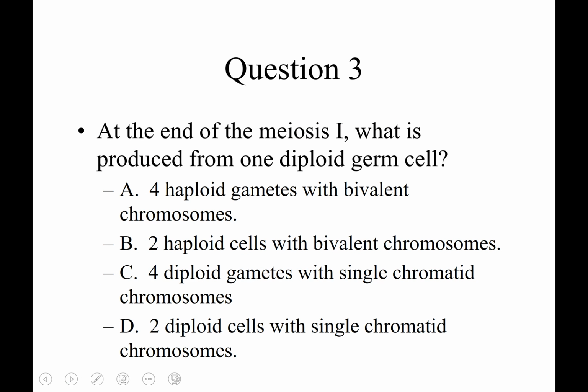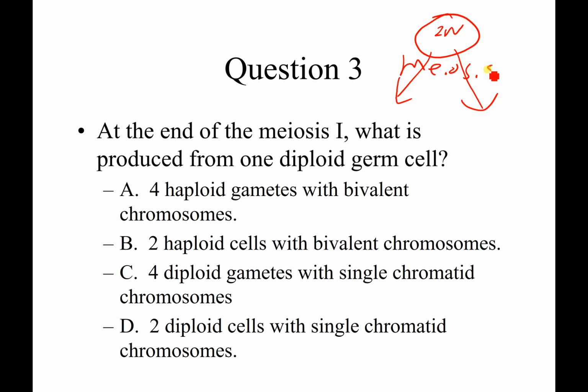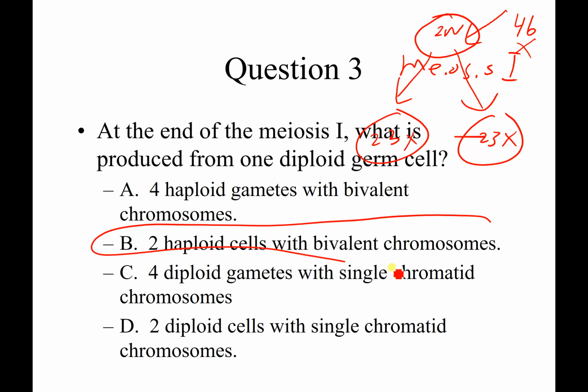Question 3. At the end of meiosis 1, what is produced from 1 diploid germ cell? Remember, we start with a diploid germ cell. It undergoes meiosis 1. Meiosis 1's job is to separate the homologous pairs from each other. So if this thing had 46 chromosomes, 2 sets of 23, each one of these 2 cells would end up with 23 chromosomes each. Remember, though, that if these cells were bivalent to begin with, they're still bivalent after meiosis 1. So the point being here is we end up with 2 cells that have half as many chromosomes as the original cell. Chromosomes are still bivalent, so we're looking at answer B.